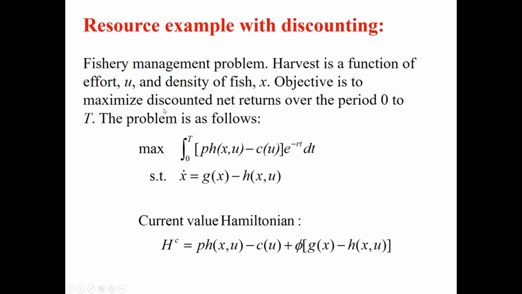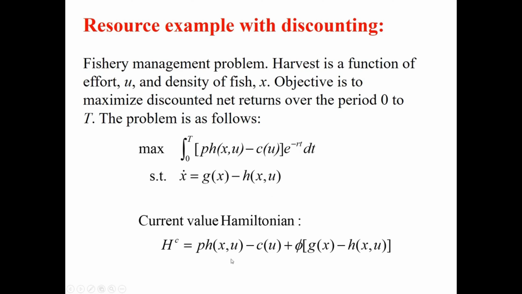The objective is to maximize discounted returns, net returns over the period from time 0 to time big T, and it's stated as follows. So here we have the price times the amount of harvest, minus the cost, which is a function of effort, and of course harvest is a function of how many fish there are, and effort, and the constraint is the dynamic constraint given by X dot, so the growth of the stock minus the amount that's harvested.